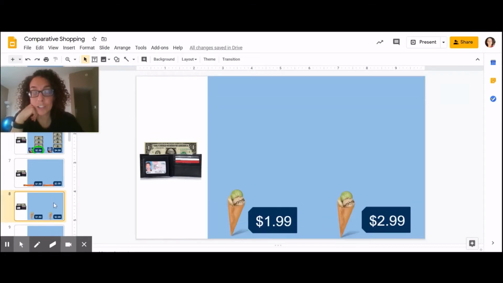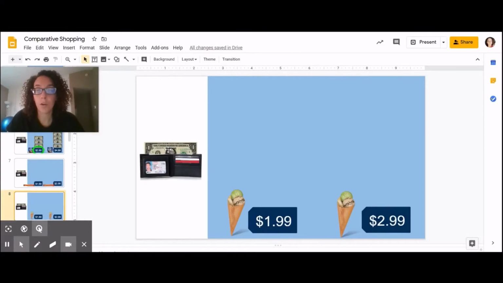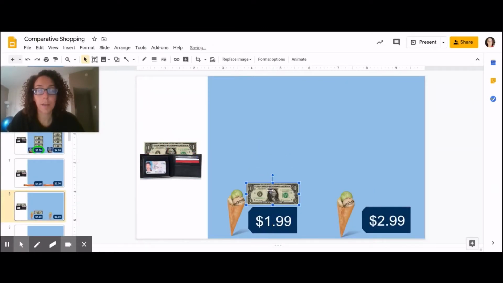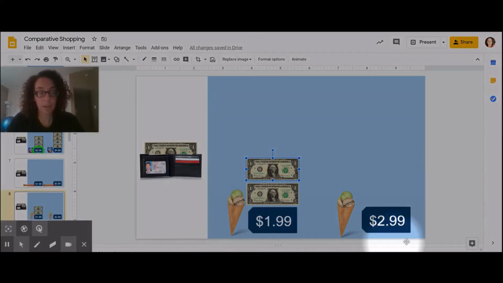Okay, let's look at the cost of our ice cream cone. How much does the first ice cream cost? That's right, it's $1.99. $1 and some coins. So we're going to put $1 and then one more dollar. There we go. Now let's do this side. This side costs $2.99. So $2. Let's start with $2.